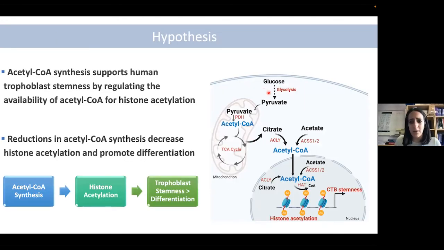So if we look at this pathway that I'm focusing on, glycolysis and all the pathways are mainly involved in the production of acetyl-CoA, which is then fundamental for histone acetylation when it gets into the nuclei and is used as a substrate, and then this will sustain cytotrophoblast proliferation and stemness. And so a reduction in this acetyl-CoA synthesis decreases histone acetylation and will promote differentiation.